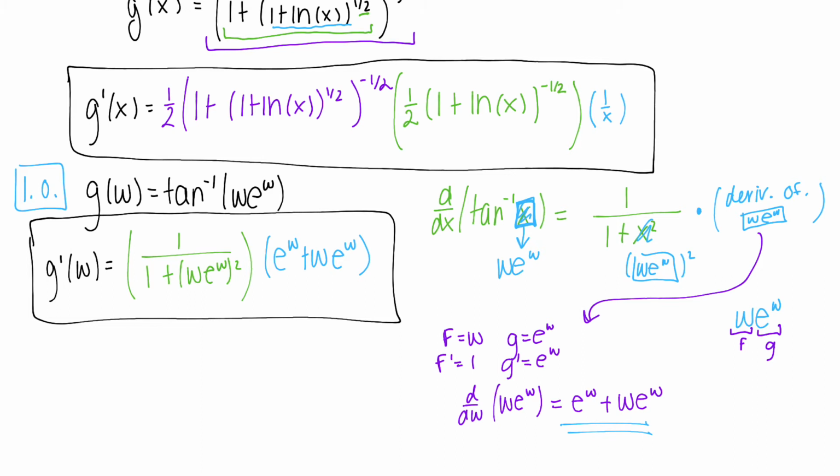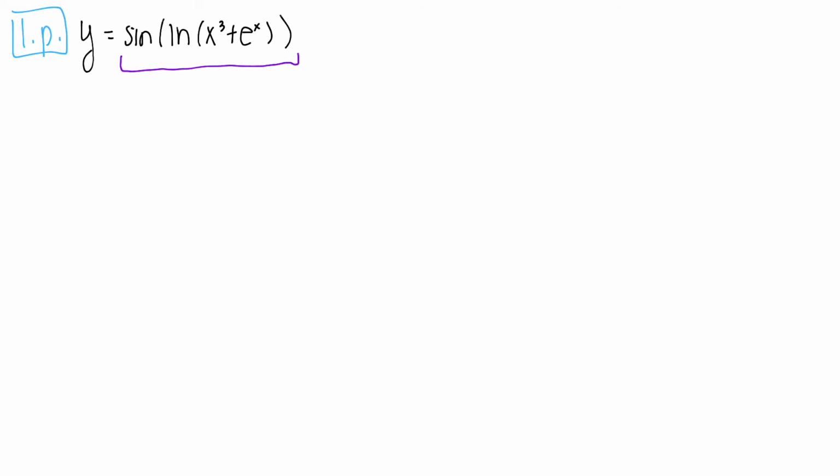Okay, one last one from problem 1, and then problem 1 is over. So problem 1p, just more chain rule. y equals sine of ln of x cubed plus e to the x. So this is just a bunch of chain rule. The outside is sine. So for y prime, the derivative of sine is cosine. So cosine, leave the inside alone.